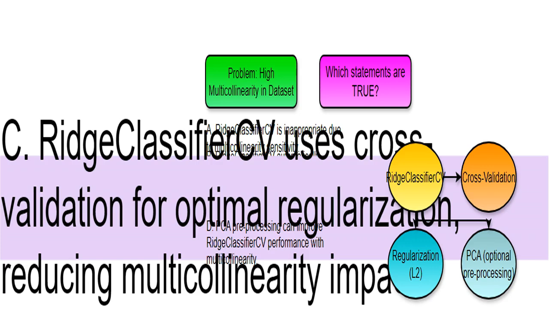I'm looking at how RidgeClassifierCV uses cross-validation to pick the best alpha. Alpha controls how much the model shrinks the coefficients. Think of them as weights for features. By doing cross-validation, I can find the alpha value which balances model fit and prevents overfitting caused by multicollinearity. This helps make the model more robust even if my features are highly related.